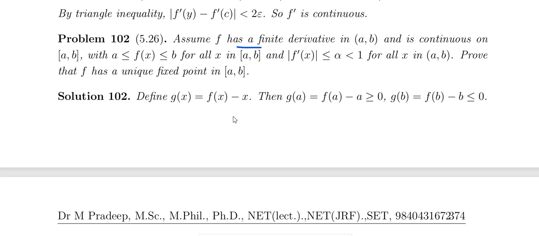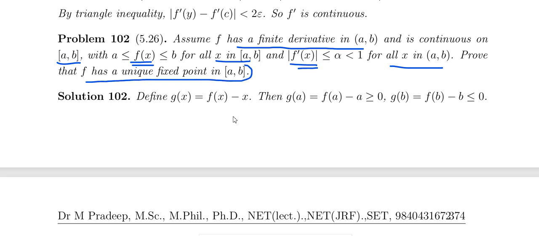And f has a finite derivative in a comma b and is continuous in the closed interval a comma b. f of x always lies between a and b for all x in a comma b, and the modulus of f dash of x is less than or equal to alpha, where alpha is less than 1, for all x in a comma b. Then f has a unique fixed point in the closed and bounded interval a comma b under this condition.